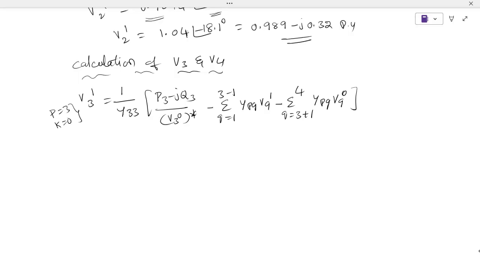Okay, is it clear? In the formula we have substituted the P values and Q values. Now we will elaborate this in detail.